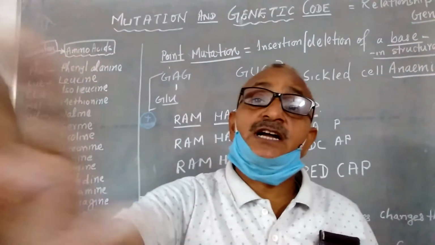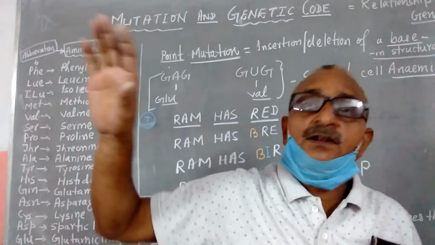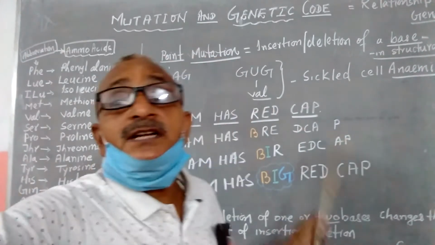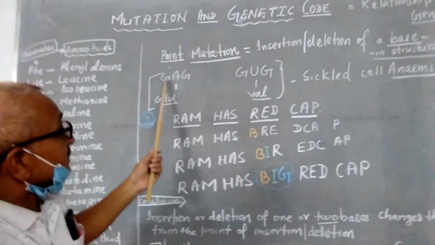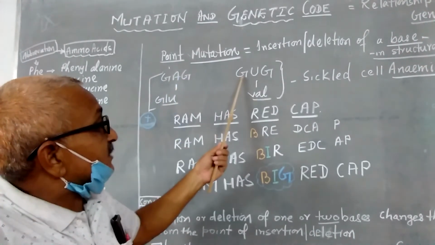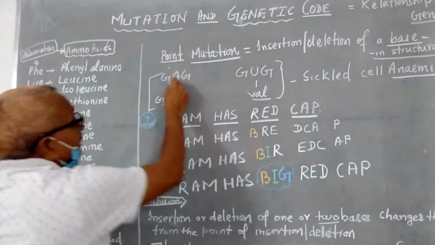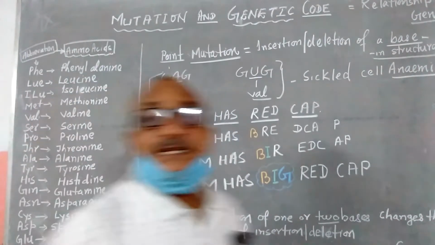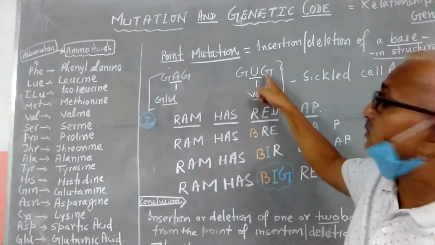I told you that you cannot understand this until you study the genetic code and transcription. So here, try to get the answer. There was a code GAG, and when GAG changed into GUG, try to understand here, the adenine is replaced by uracil. So when adenine is replaced by uracil, the GAG code will change into GUG.